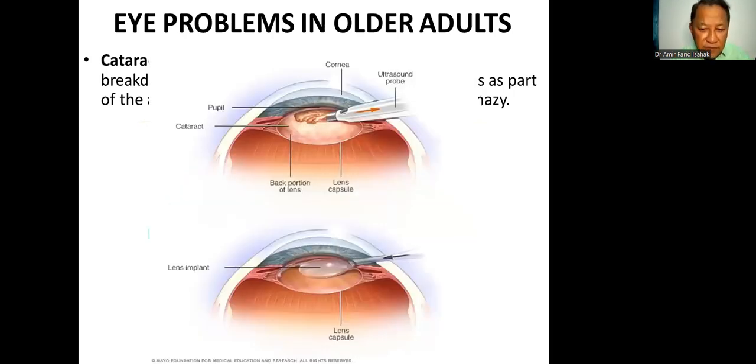Fortunately, the treatment for cataract is simple. It's just a surgical removal of the affected lens and then replacing with a lens implant.